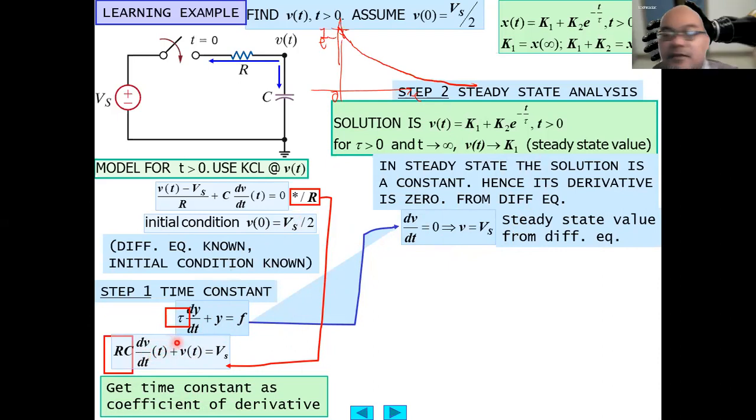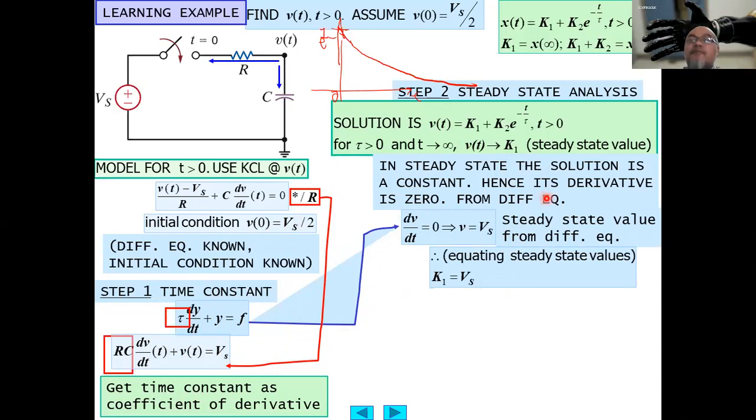dv/dt equals zero means Vt equals Vs, the steady state value from this differential equation. From the general solution, we obtain Vt at t infinity: as t approaches infinity, Vt equals K1. And from the differential equation, when dv/dt equals zero in steady state, Vt equals Vs, then K1 equals Vs. And we equate these two equations.